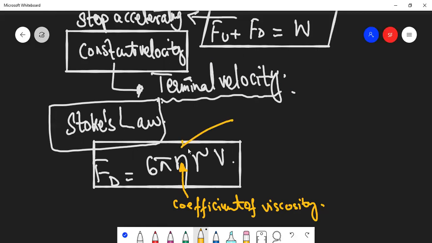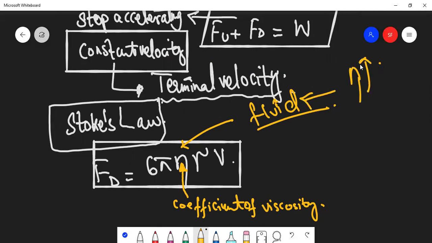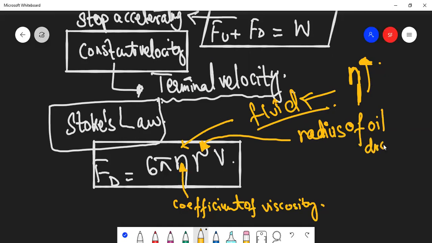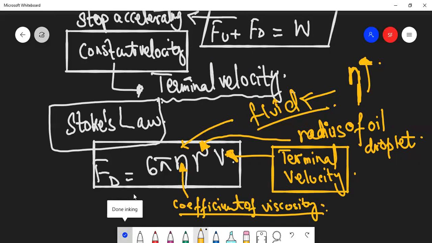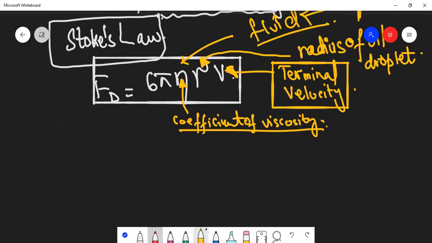So, coefficient of viscosity. This is constant for every fluid. By the way, the more viscous a fluid is, the higher will be the value of eta, okay? Remember that. Then r represents the radius of the oil droplet, the radius of the spherical object which is falling. And v represents the velocity of the object, the terminal velocity. Now remember one thing, for Stokes' law to be applicable, the motion of this object should be non-turbulent.